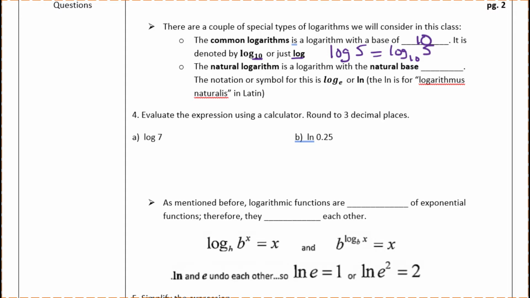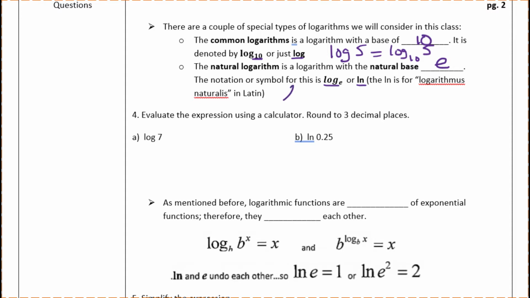The other type of log is the natural log. And this is a logarithm with a natural base e. Remember the natural base e? We talked about that in the last lesson. So this is where it's going to come back. So instead of writing it as log base e, we use ln. And ln stands for Logarithmus Naturalis, or natural log. It's just in another language.